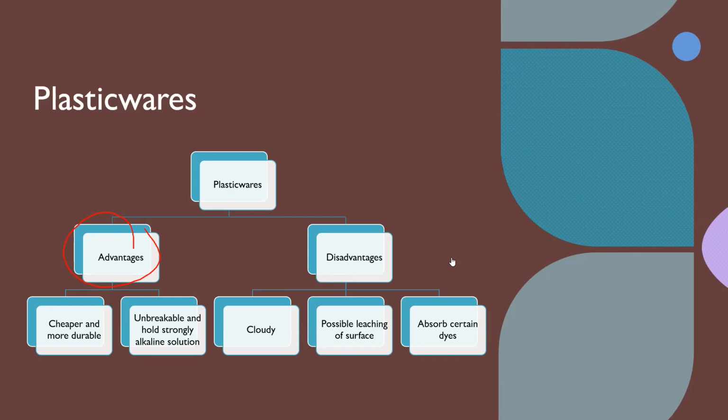Like what I mentioned a while ago, since this is plasticware, we have to make sure that we are going to use it appropriately. Not that you have a disposable dropper, which is plasticware, and you use that for a strong acid solution. What do you expect? It will melt. On the other hand, it is unbreakable and holds stronger alkaline solutions. So if it can be destroyed by acids, it is strong for alkaline solutions.